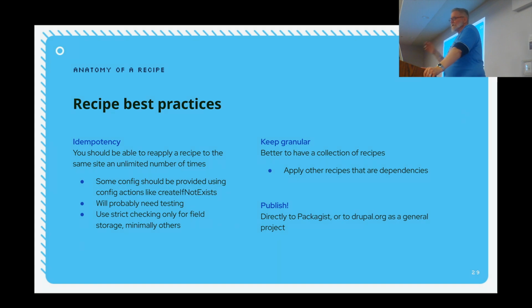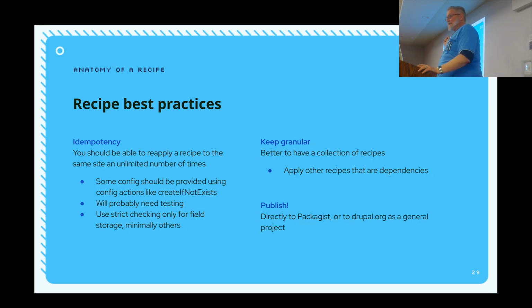Some best practices if you want to create your own recipes. There is this concept of idempotency, which is a word that I had not heard spoken until a couple of years ago. Basically the idea that you should be able to apply a recipe again and again and not have errors. Actually, in the demo that we saw, the events recipe was applied to the same site 5 times because it was a dependency of all of the 4 other recipes that we applied.